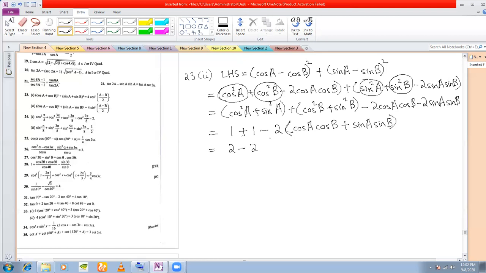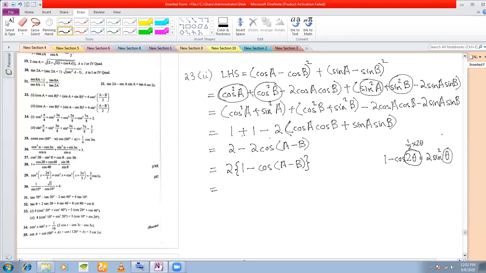You get 2 minus 2 (cos A cos B plus sin A sin B). Cos A cos B plus sin A sin B is cos (A minus B), compound angle formula. Now from these two I can take 2 common. I get 1 minus cos (A minus B). Which is, what is 1 minus cos 2 theta? It is 2 sine square theta, isn't it? That means 1 minus cos of this angle is equal to 2 sine square half of this angle.